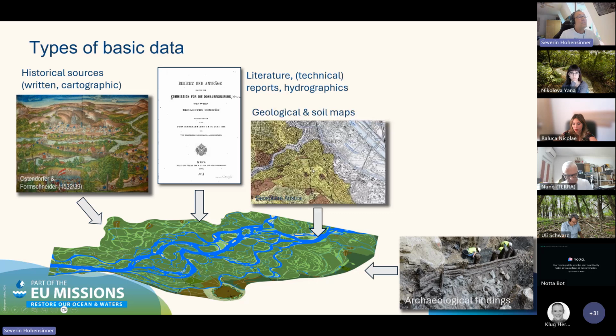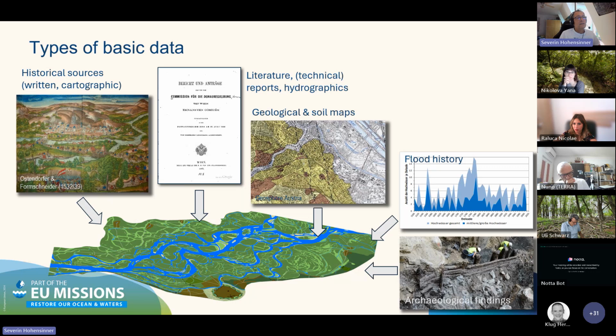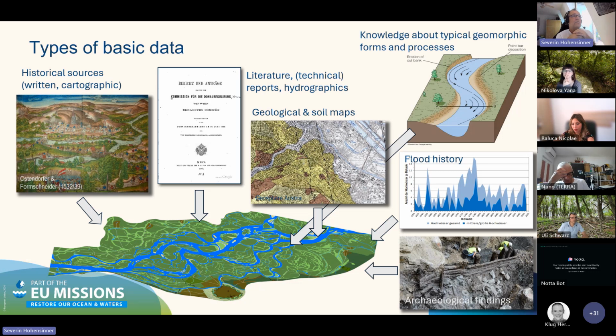Then, of course, geological and soil maps are very helpful. Then the flood histories are of interest, because they are very strongly interlinked with the fluvial dynamics. And very helpful, of course, is the knowledge about typical geomorphological forms and processes of the specific river type. In my case, I have good luck because this is my profession.